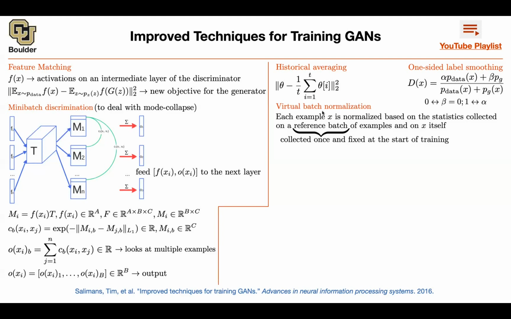And the other one is virtual batch normalization. Rather than doing batch normalization and computing the statistics of your mini batch, you're going to be keeping aside a selected set of images on the side, and then compute your statistics based on those. This way, there is going to be less variation, less randomness in your architecture. So these are the improved techniques.